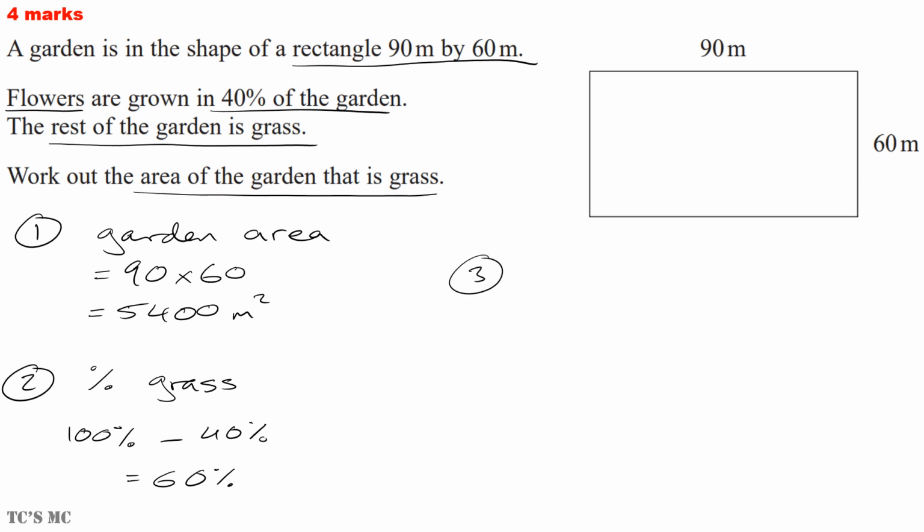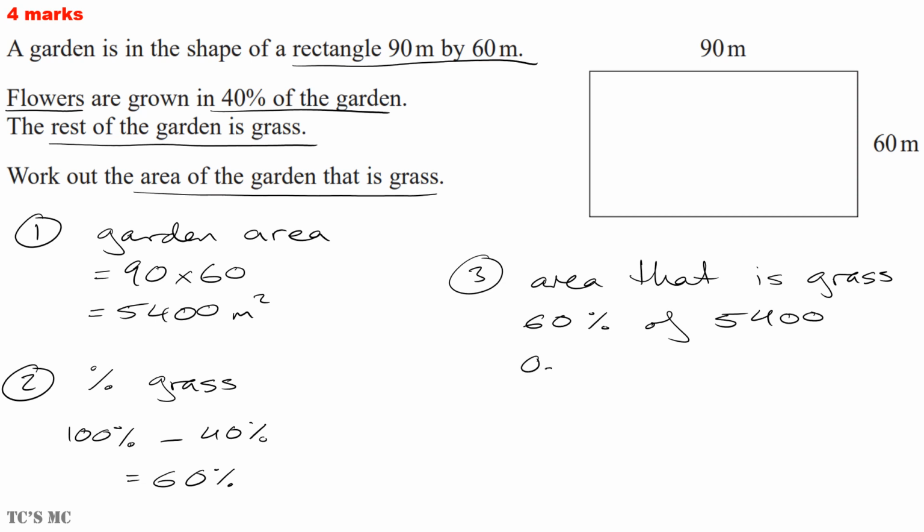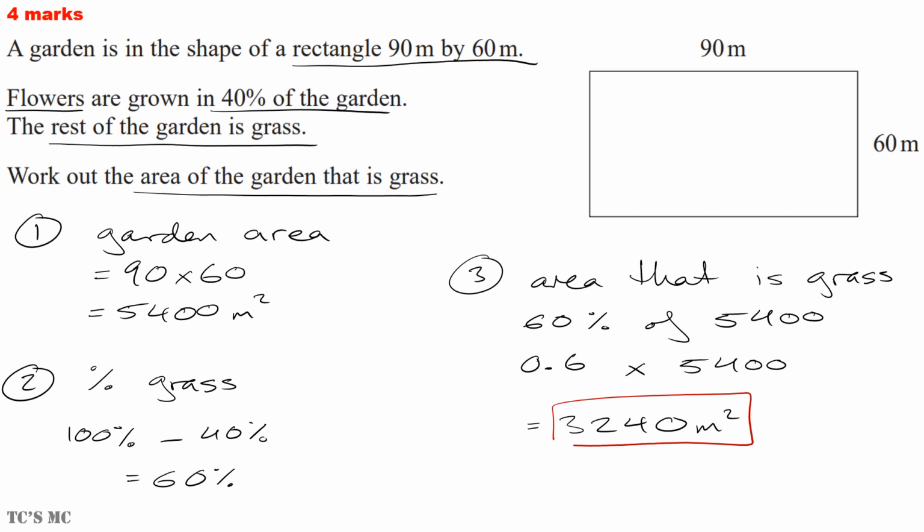Third step, we need to work out the area that is grass. So we need to work out 60% of the full area. So 60% of 5,400. In our calculator, we can type in 0.6 multiplied by 5,400, and that would get me the third mark. And the final mark is for saying 3,240 square meters as our final answer. Again, remember to set your working out very clearly.